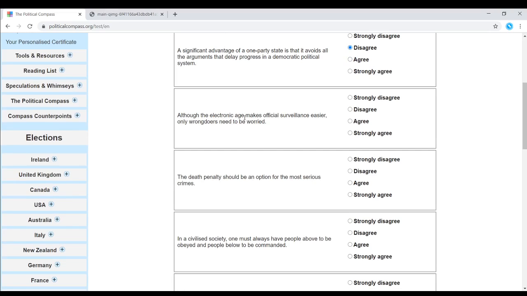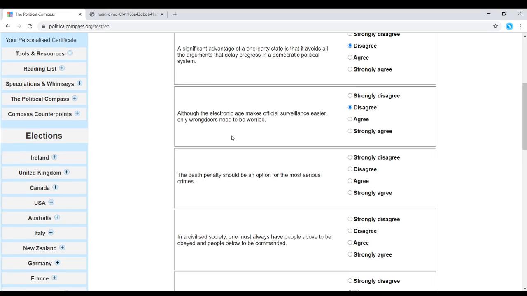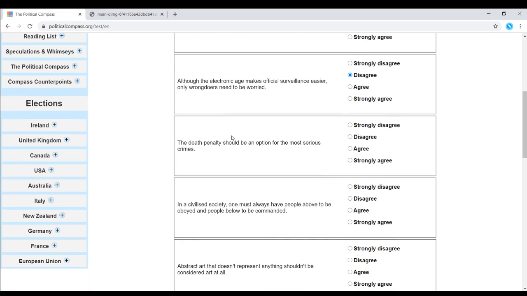Although the electronic age makes official surveillance easier, only wrongdoers need to be worried. I disagree. I think that we should all be actually concerned that the government can now spy on us the way that it does. So we should be a little bit concerned about that, but we also need some form of it.